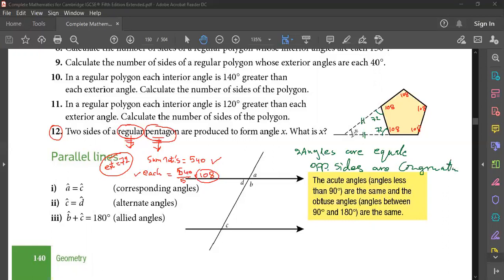Can someone find me the x? 36. How did you know? Because 72 plus 72, then 180 minus that. The total should equal 180 since it's a triangle. Right, 36. So the value of x is 36.